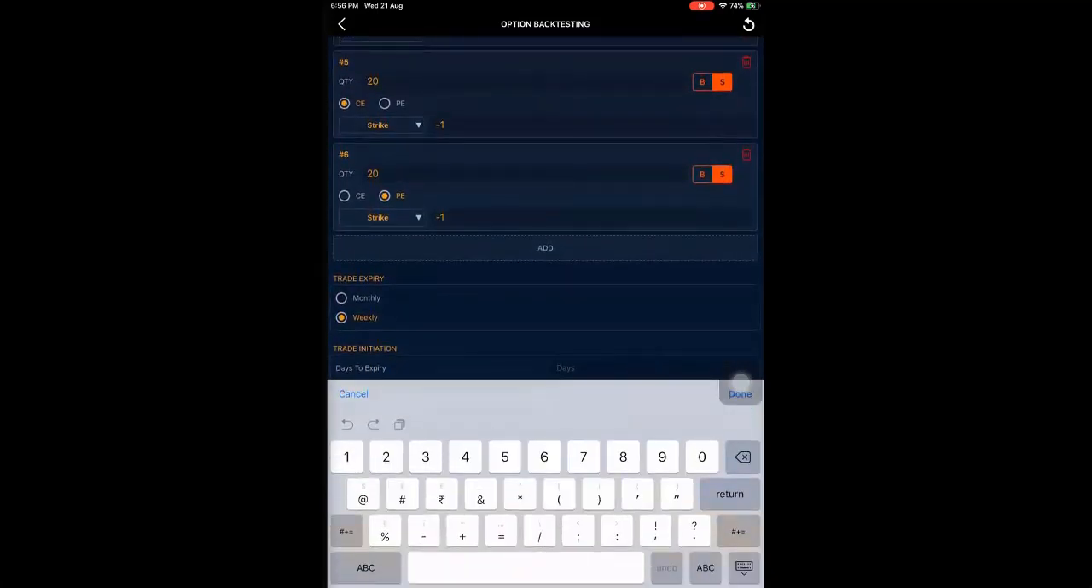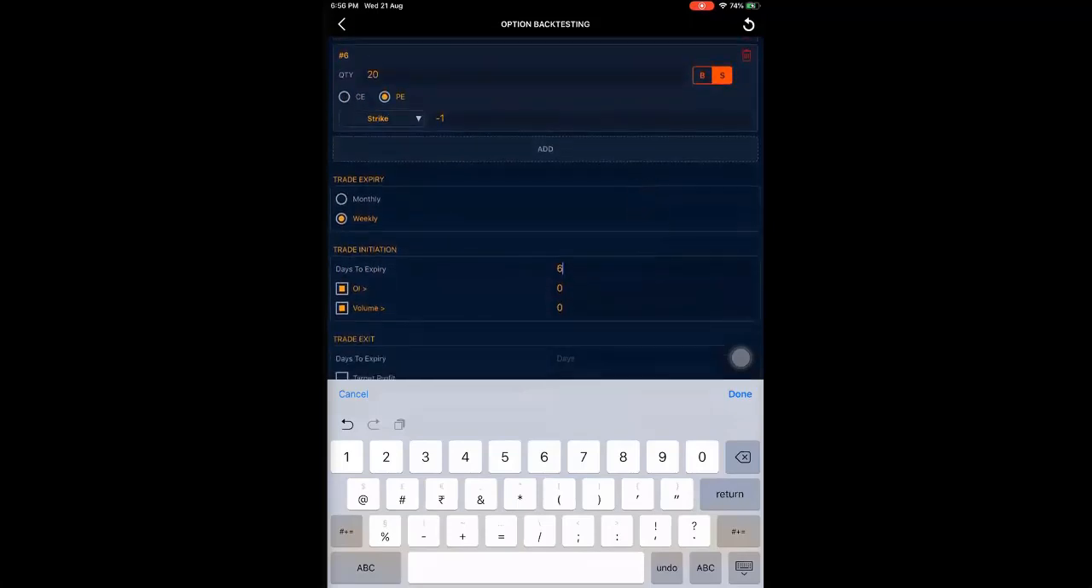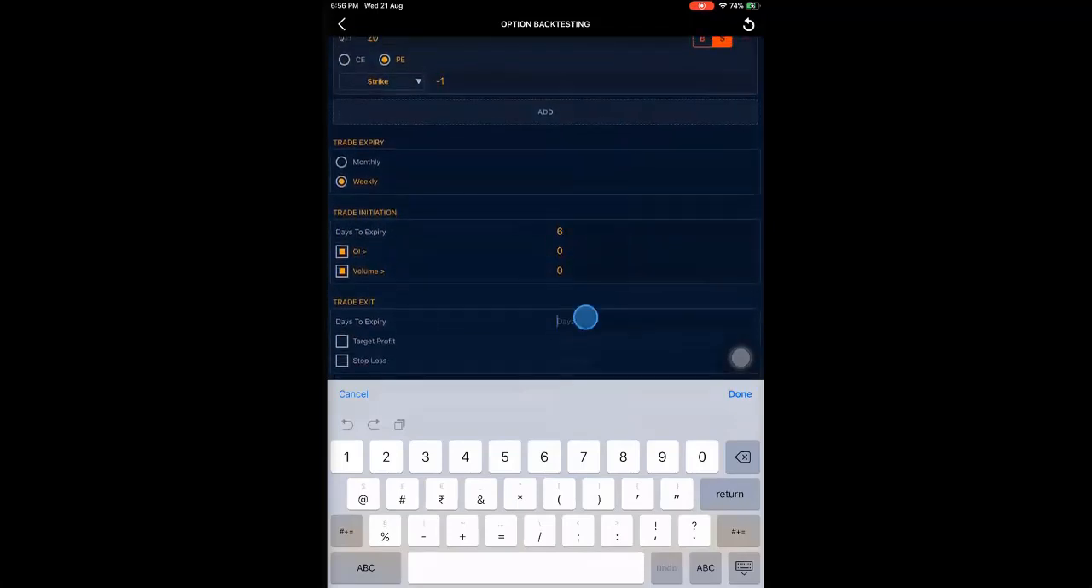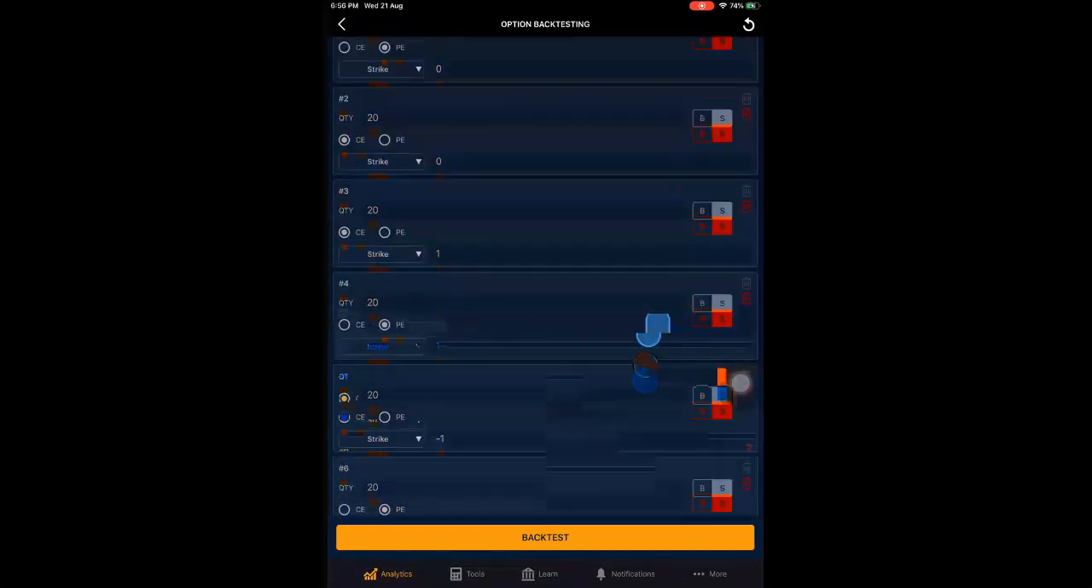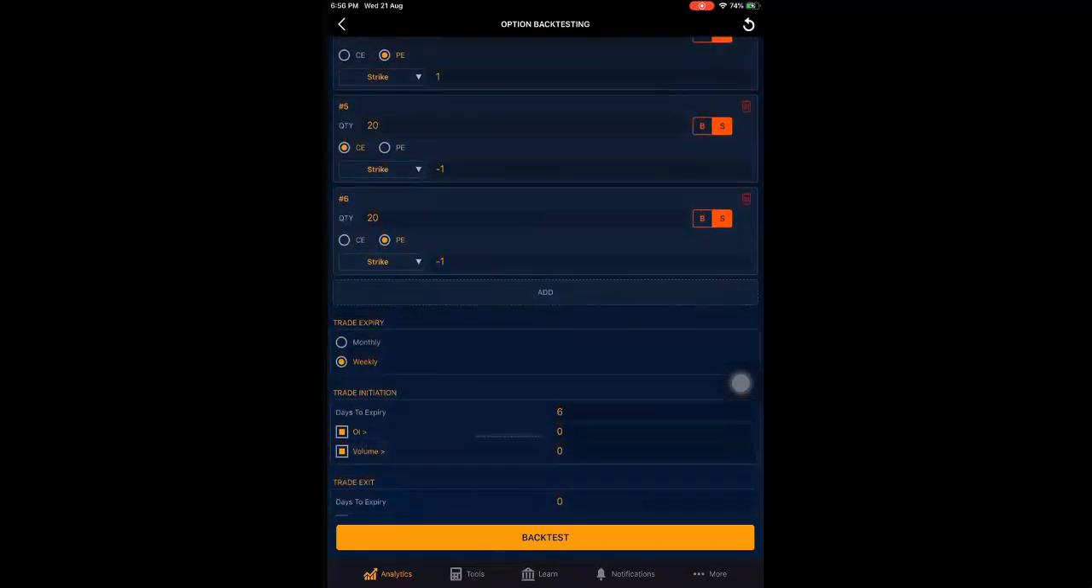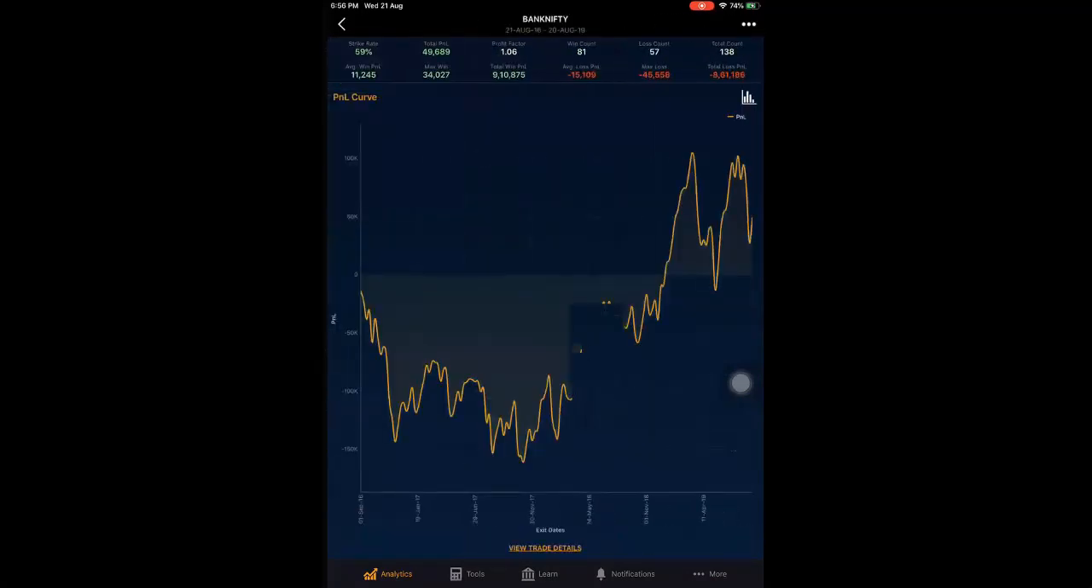Now I'm doing this 6 days before expiry. That means I'm doing this on Friday, Saturday, Sunday, Monday, Tuesday, Wednesday, Thursday. So you have 6 days, and I'm exiting this strategy on 0 day, that is on Thursday. The other stuff I'm keeping the same. I'm not keeping any target or stop loss. So here you have the complete trade details. I will go and backtest it. It is evaluating each and every weekly option and giving you the data.